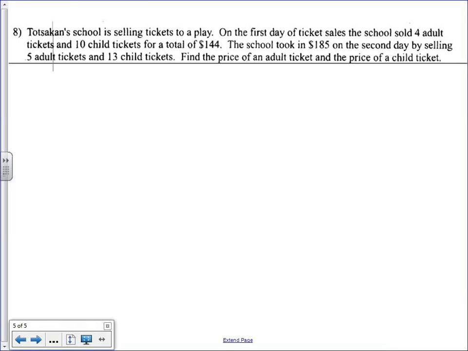All right, so Tatsukin, I think that's how you say that name, school is selling tickets to a play. On the first day of ticket sales, the school sold 4 adult tickets and 10 child tickets for a total of $144. Oh, did I see the word total? Oh, okay. The school took in $185. Again, that's a fancy way of saying, oh, we made a total amount of $185. On the second day, by selling 5 adult tickets and 13 child tickets. Find the price of an adult ticket and find the price of a student ticket.